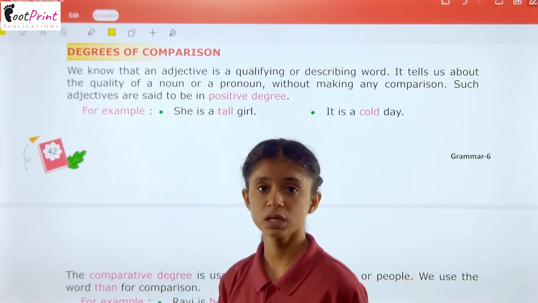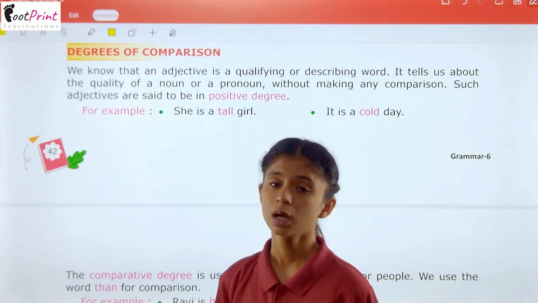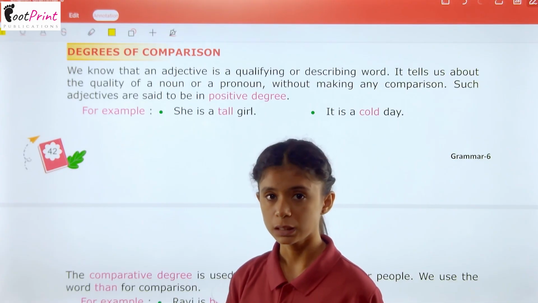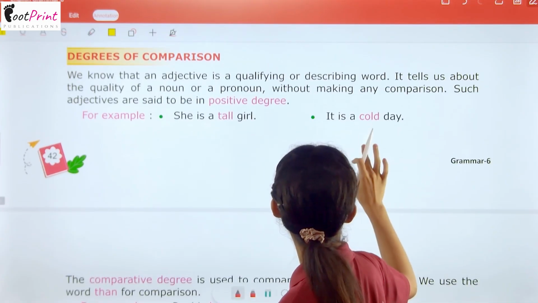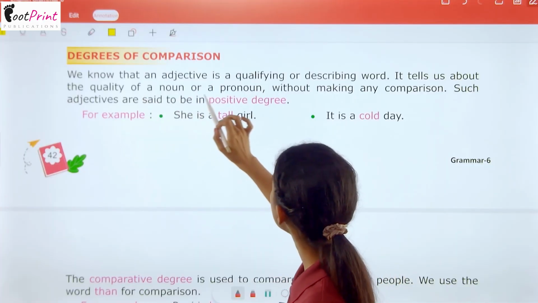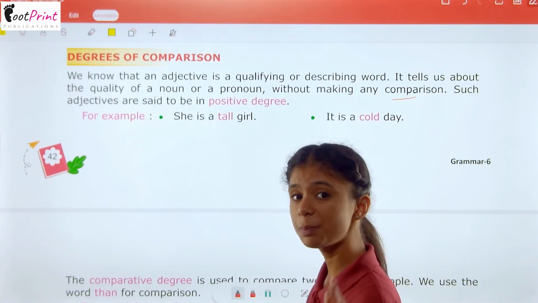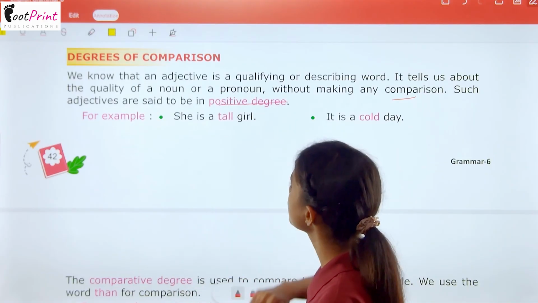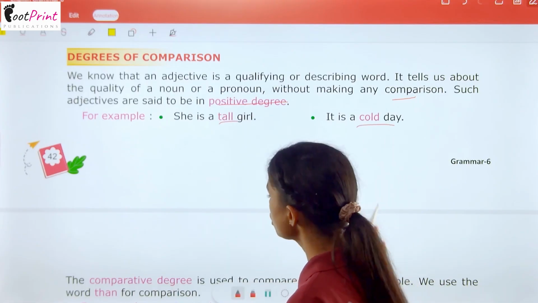As we know, adjectives are describing words. They describe our noun or our subject, and the degree of comparison is used to compare these, okay? It tells us about the quality of a noun or pronoun without making any comparison. So the adjective is not making comparison. When it is not comparing, it is the positive degree. For example, she is a tall girl. Okay, it is a cold day.